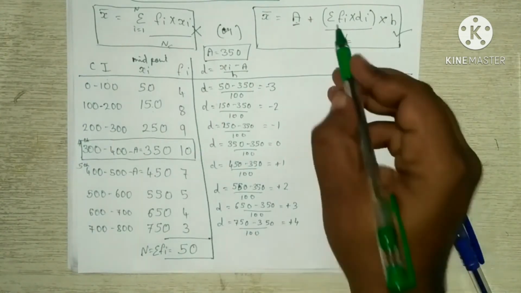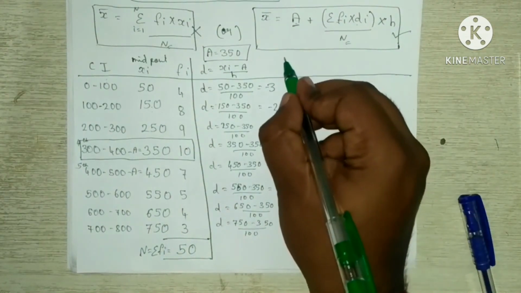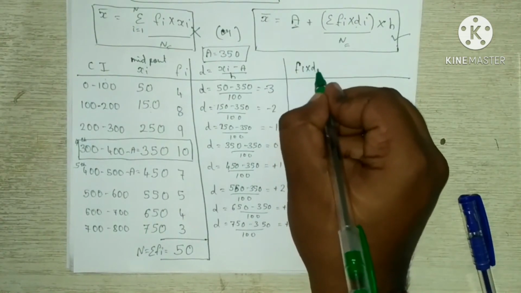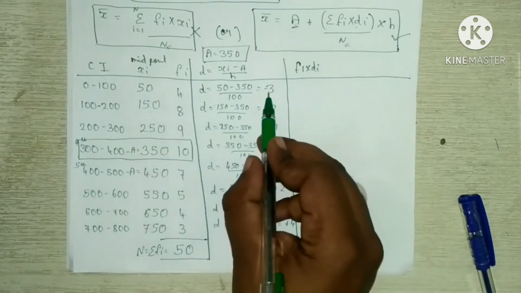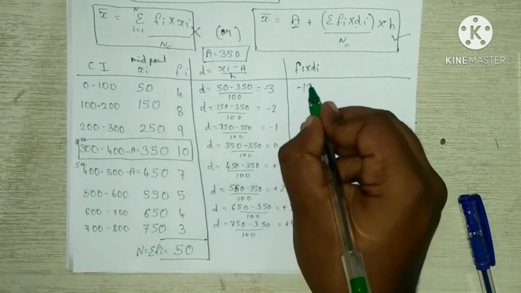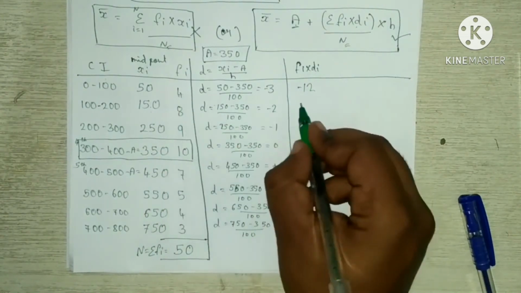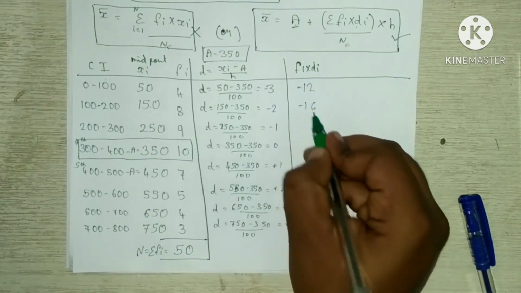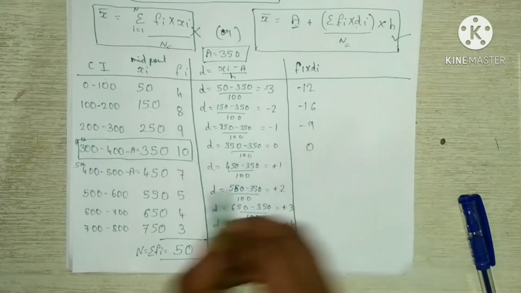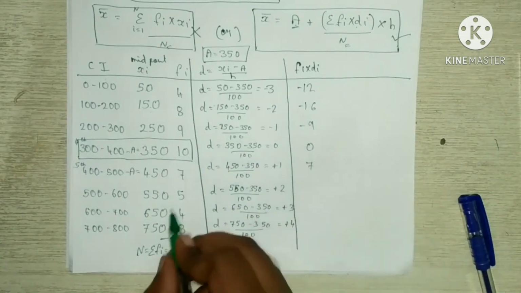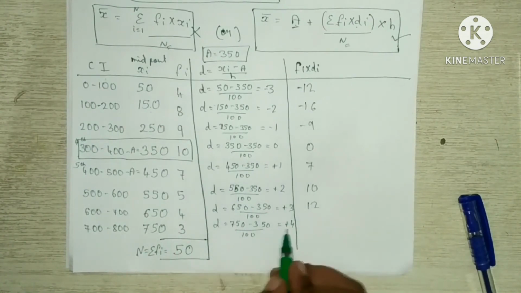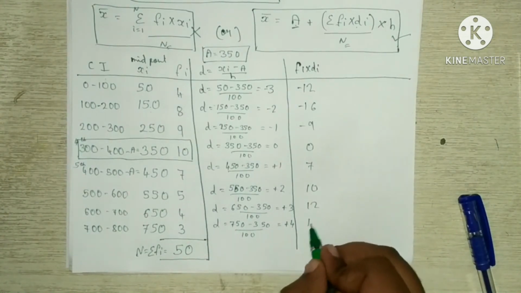Now you need to find Fi into Di. Multiply frequency and difference. 4 into minus 3 is equal to minus 12. 8 into minus 2 is minus 16. 9 into minus 1 is minus 9. 10 into 0 is 0. 7 into plus 1 is 7. 5 into plus 2 is 10. 4 3s are 12. 3 4s are 12.